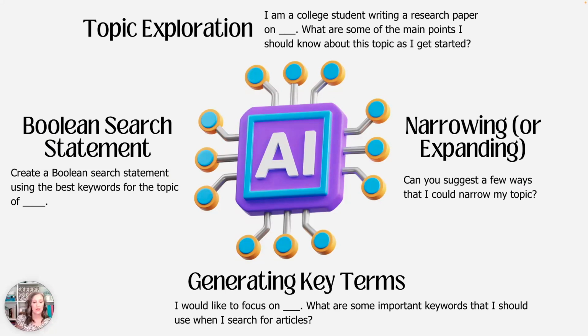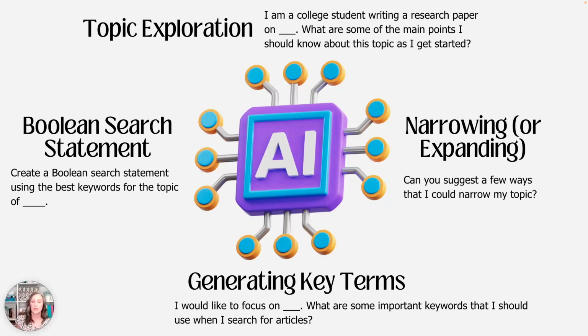Next, they read the summary that's provided by AI to get an overview of their topic. Then they use the prompt, can you suggest a few ways that I could narrow my topic? This will usually give them some bullet points with various subtopics and short summaries of those subtopics. Once they've narrowed their topics, they use the prompt, I would like to focus on blank. What are some important keywords that I should use when I search for articles? Finally, once they have their topics and keywords, they ask AI to create a Boolean search statement using the best keywords for this topic. By having this conversation with ChatGPT or other AI tools, it engages them in the process.